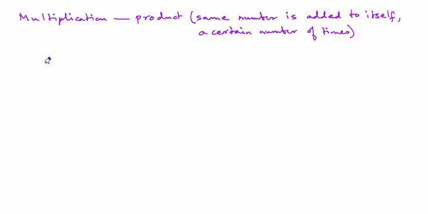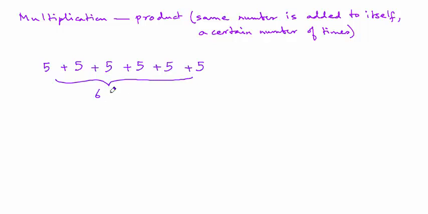So let's say you want to add 5 to itself and do that 6 times. So you have 6 5s in this addition sentence. You could replace this addition sentence with the multiplication sentence 5 times 6, and that's equal to 30. You learn your multiplication tables or your multiplication charts so that you could spare yourself the effort of having to do a large addition problem.